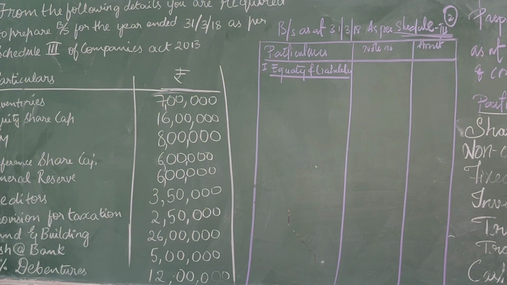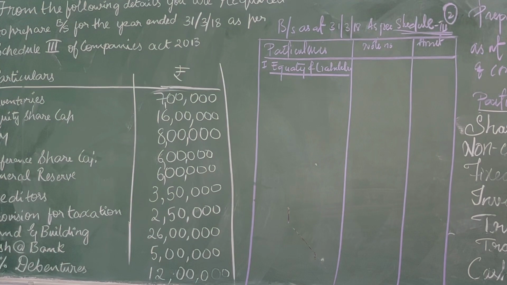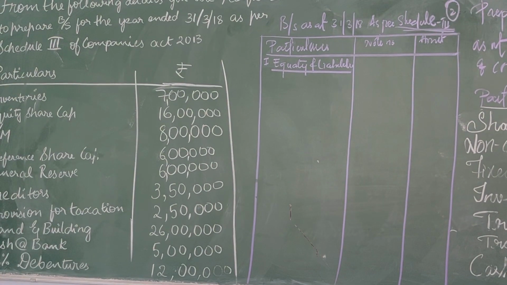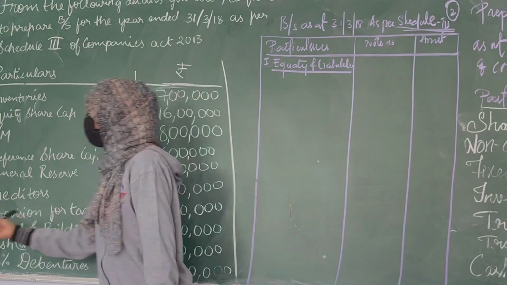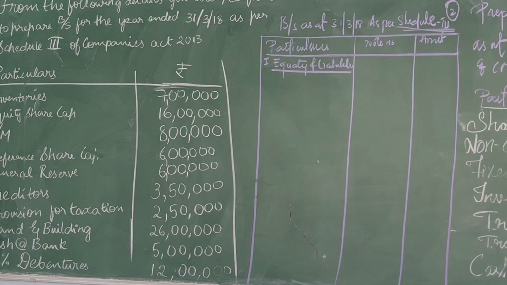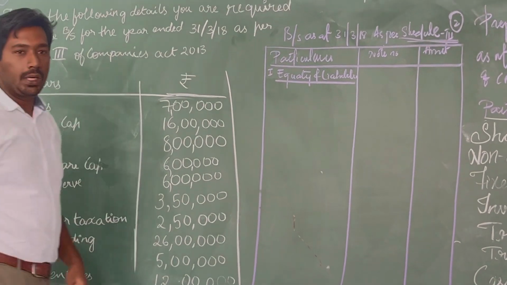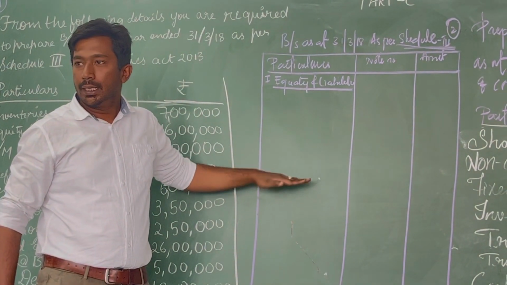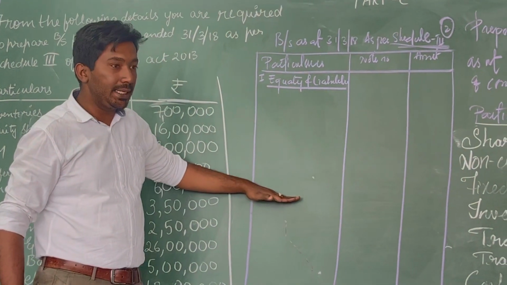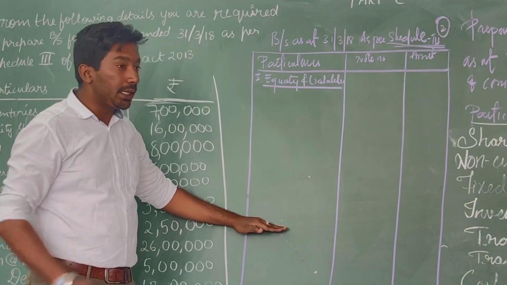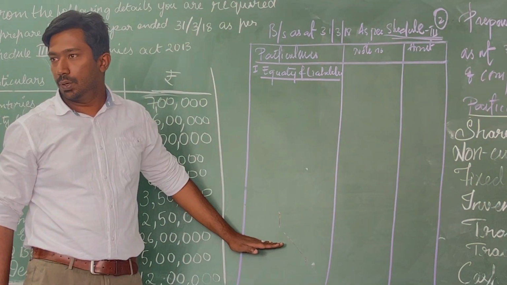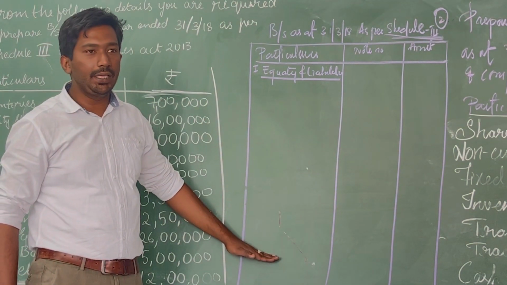Okay. So we will take total liabilities. Then after that we will write assets, second main heading. Under that we have 2 subheadings, fixed asset and current asset. Okay, these are the 5 headings you will be having.